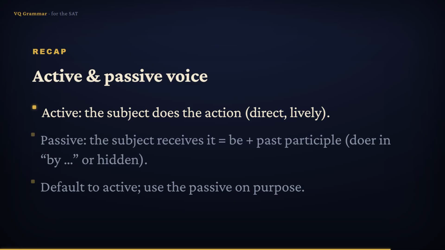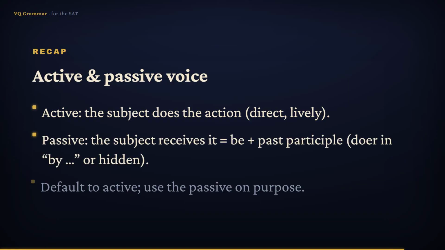Let's wrap up. Action verbs come in two voices. In the active voice, the subject does the action. Angelina drove the pickup. In the passive voice, the subject receives the action, formed with a form of be plus the past participle, and the doer moves into a by phrase or disappears. The pickup was driven by Angelina.